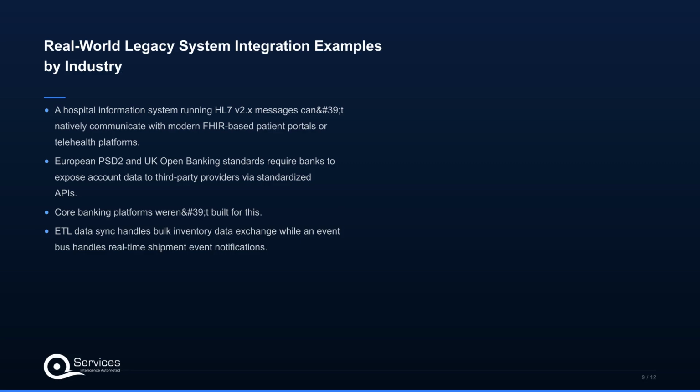Now, moving on to real-world legacy system integration examples by industry. A hospital information system running HL7v2.x messages can't natively communicate with modern FHIR-based patient portals or telehealth platforms. An API facade translates HL7 messages into FHIR R4 resources, enabling patient apps to access lab results, appointment schedules, and medication histories without any change to the core HIS. This approach is now a regulatory requirement under the ONC 21st Century Cures Act interoperability provisions, making it a compliance-driven integration case rather than an optional modernization.